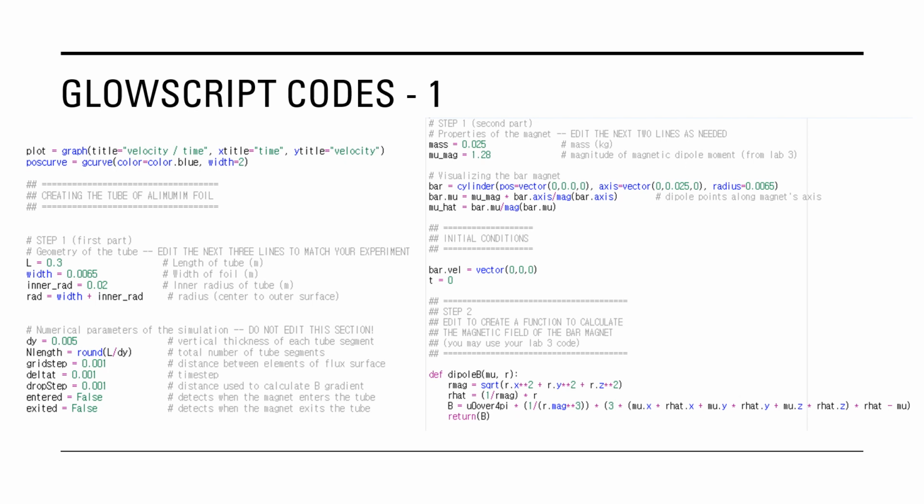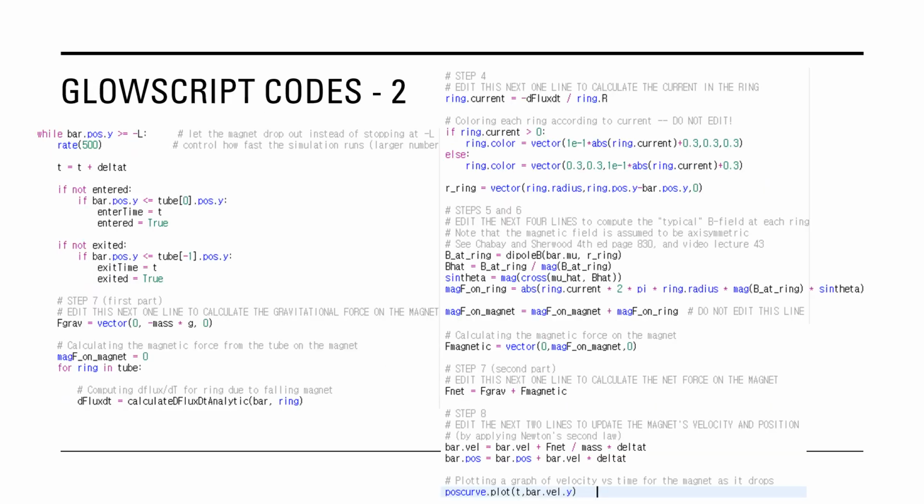These are the GlowScript codes that were used for the experiment. All the values were put in, and then the velocity, dipole, r magnitude, r hat, and finally the value of B using the Biot-Savart law was calculated. And the code goes on until it reaches the end, to set the net force equal to the gravitational force, and equal to the sum of the gravitational force and the magnetic force.